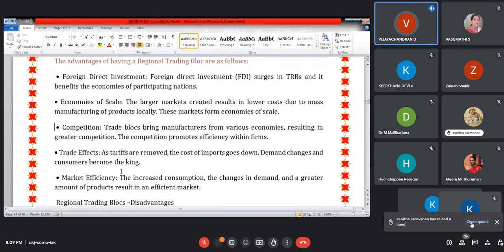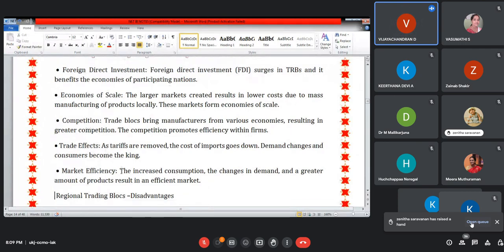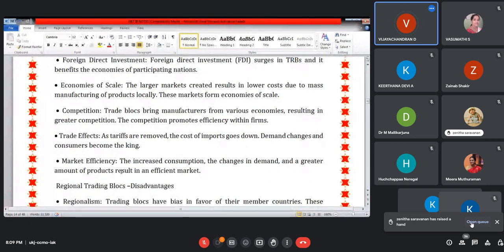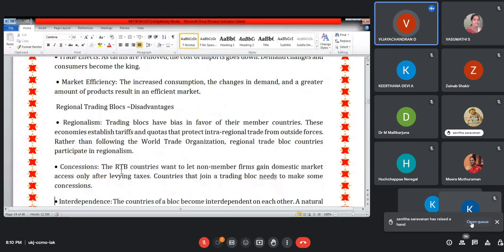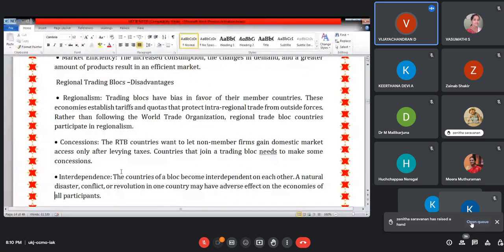Trade effects will be there. The tariffs are removed, so a greater quantum of trade will be there. If the barriers are removed, obviously there will be more trade. Efficiency will be there, so increased consumption will be there. With more market share, yes, that will be an advantage. And I told you about regionalism: a group of countries will dominate, like OPEC. If you want to import crude oil, they will charge more. If the countries decide the price, you will have to go for that price, otherwise you can't import the commodities. So that domination is a disadvantage.